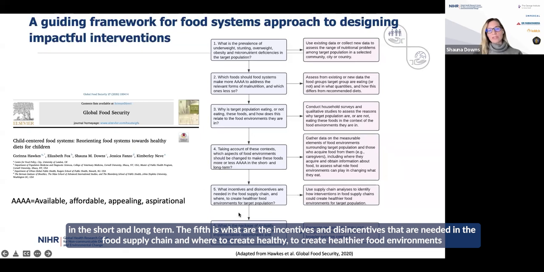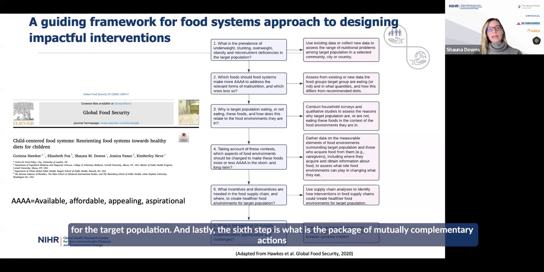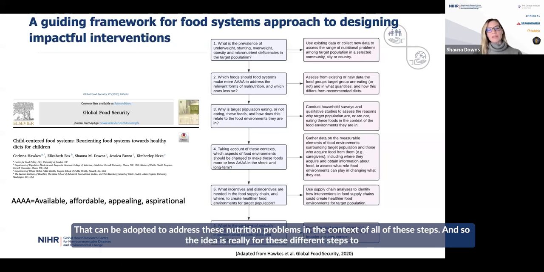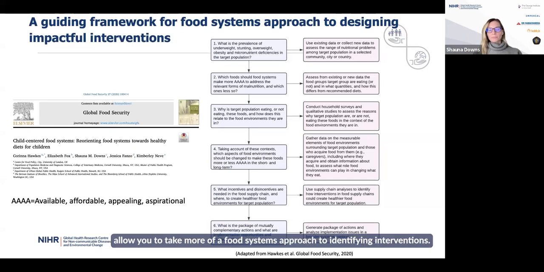The 5th is, what are the incentives and disincentives that are needed in the food supply chain, and where, to create healthier food environments for the target population. And lastly, the 6th step is, what is the package of mutually complementary actions that can be adopted to address these nutrition problems in the context of all of these steps. So the idea is really for these different steps to allow you to take more of a food systems approach to identifying interventions.